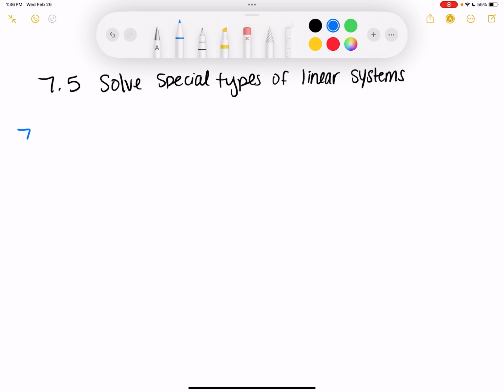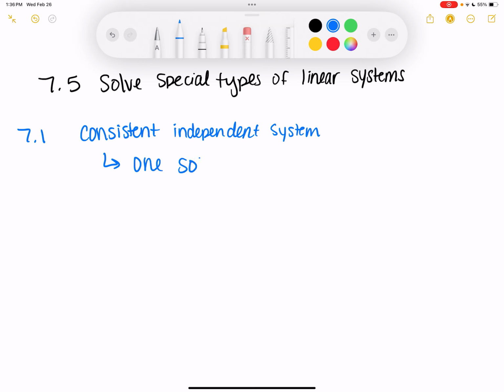It was called a consistent, independent system, which means that we have one solution. All the problems that we have done to this point have had one solution, written as an ordered pair. So now we're going to have some other options.